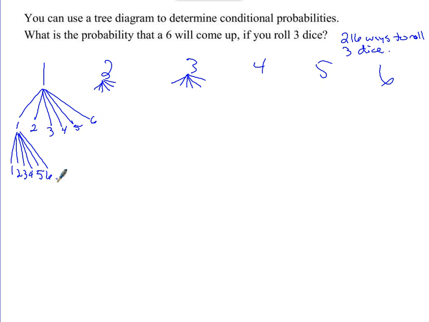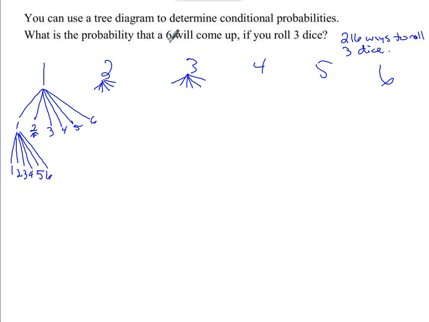Now that means that this 2 here could be a 1, a 2, a 3, a 4, a 5, or a 6. The 3 could have a 1, a 2, a 3, a 4, a 5, or a 6 attached to it. And that's how this name tree diagram comes about. Can you see how this is like a branch of a tree? Okay, now we don't have to draw in all of these things. That would take forever. The idea is to see the pattern that's forming.